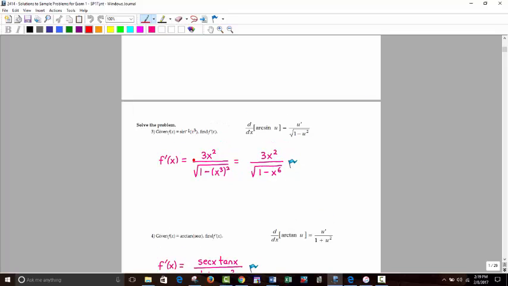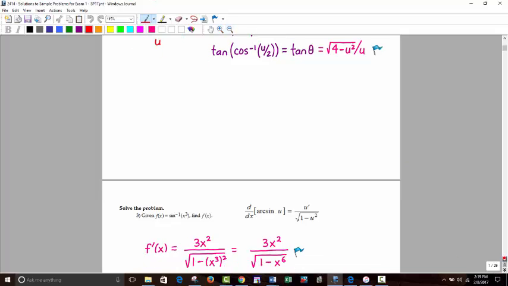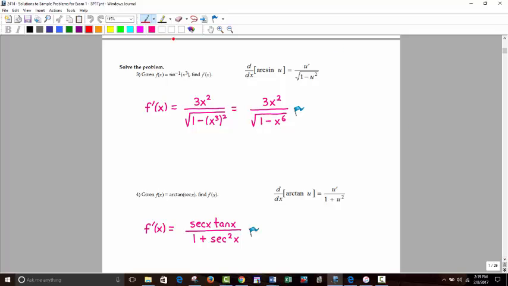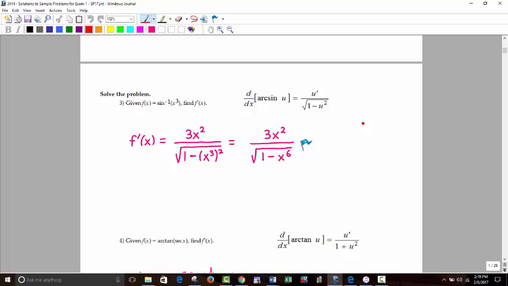Now this is a derivative problem. We want to find the derivative of sine inverse of x cubed. So we will refer to our trusty formula sheet. Sine inverse, arc sine, same thing. It's basically u prime over the square root of 1 minus u squared. So this problem is pretty easy. Derivative of x cubed is 3x squared over the square root of 1 minus x cubed squared, which by property of exponents is x to the 6. So there we have our answer.